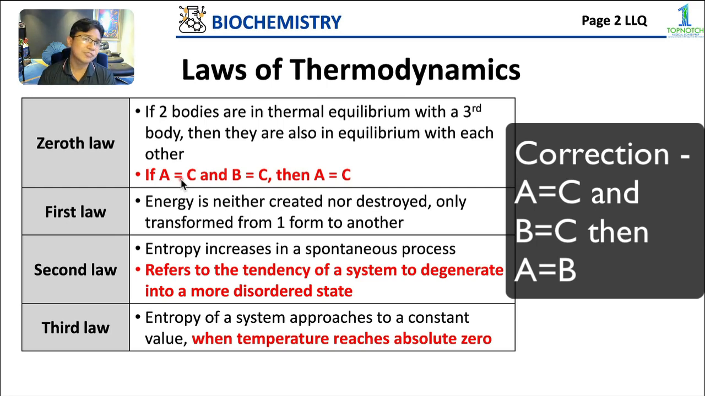Now, the zeroth law refers to this concept. If two bodies are in thermal equilibrium with a third body, therefore, these two bodies are also in equilibrium with each other. It's basically the transitive property in mathematics, right? If A is equal to C, and B is equal to C, therefore A is equal to B. Second law is now about entropy. And ang point niya is that entropy increases in a spontaneous process. While lastly, the third law states that the entropy of a system approaches a constant value when temperature reaches absolute zero.